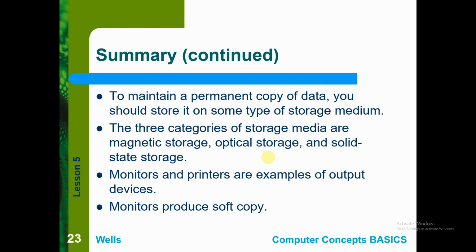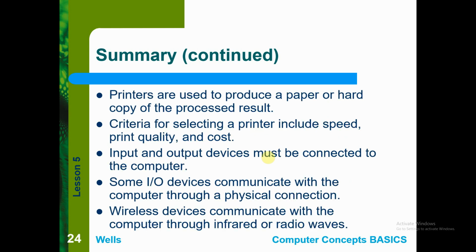So monitors and printers are examples of output devices, and for monitors, soft copy. The term soft copy is only displayed on screen or on our documents, which cannot be held physically. So hard copy is what the printer produces as output, a copy of the process result on paper. And the criteria for selecting a printer: speed, print quality, and cost. So the higher the speed, usually the print quality is also higher, and the greater the cost.